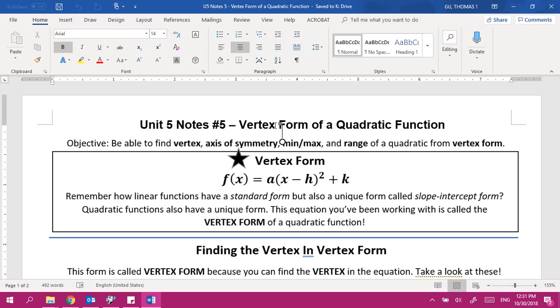So the good thing is, you already seen vertex form. It's not something new you have to learn. This equation, f of x equals a times x minus h squared plus k, that is vertex form. So, you know, we didn't tell you it's called vertex form, but that's the vertex form. We've been using it this whole time, okay? So remember how linear functions have a standard form, and then there's y equals mx plus b, slope-intercept form? Y equals mx plus b is the unique form for linear equations, just like vertex form is unique for quadratic functions, okay?